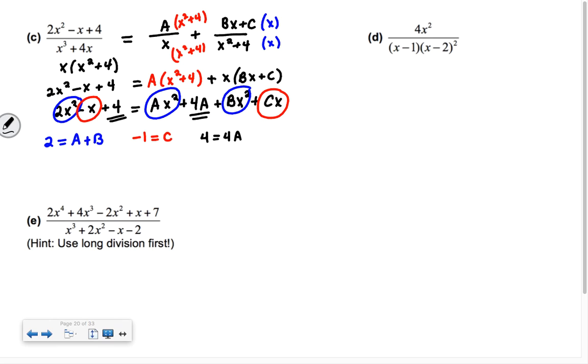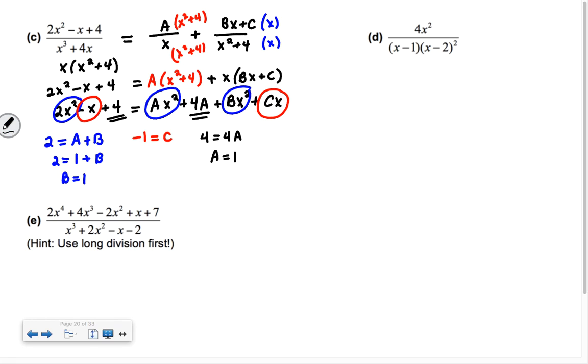I think it's positive 4, isn't it? So a equals 1. Did I make a mistake? Wait, why is -1 equal to c? Oh, because it's an x. Those are the x ones. Yep. So we have a is equal to 1, c is equal to negative 1, and then we can get b by plugging in a is 1. So I think b is also 1.